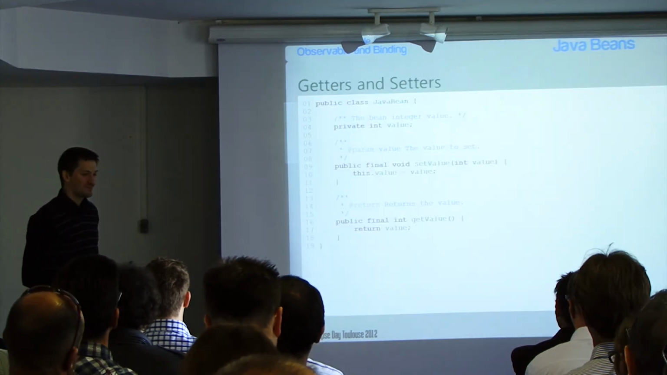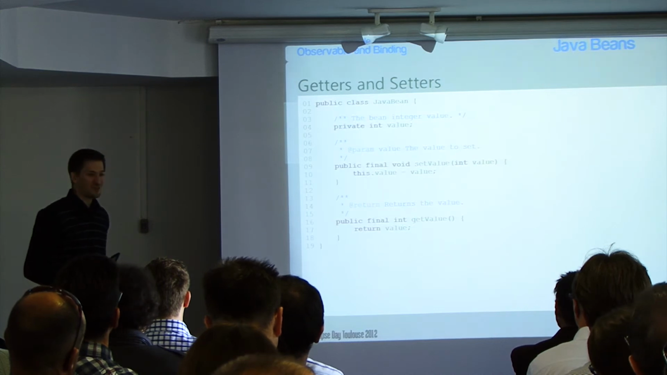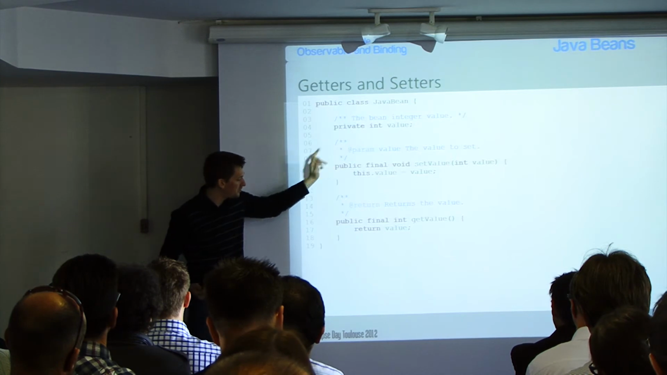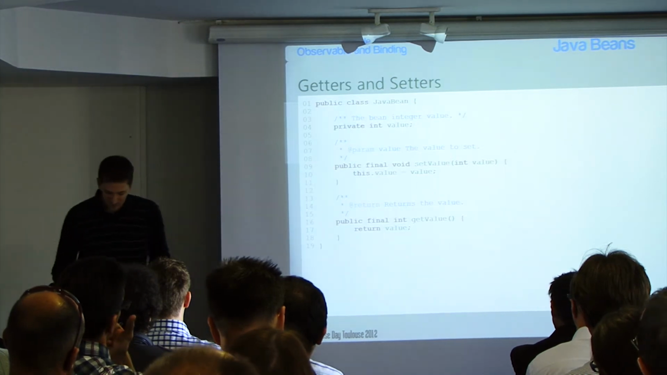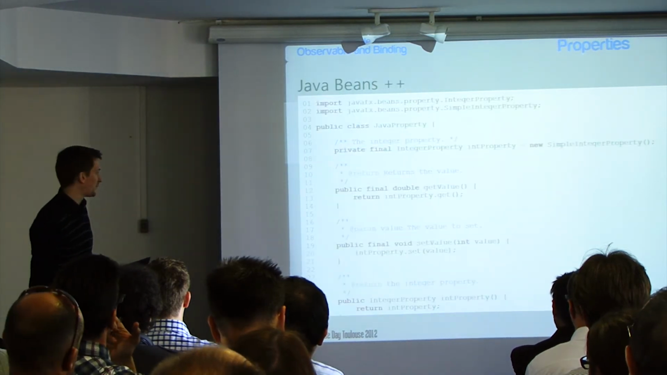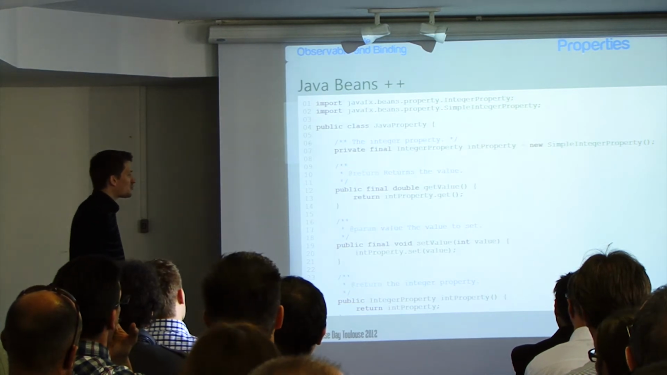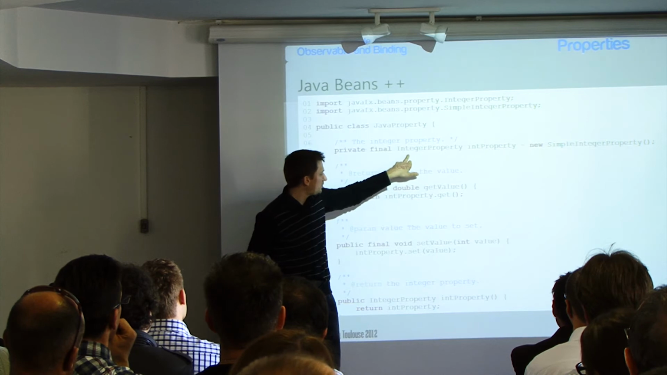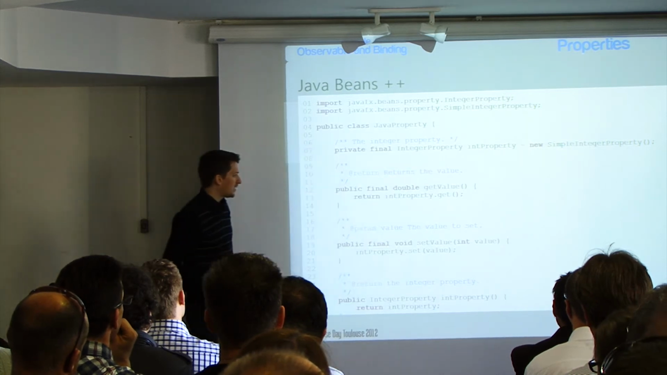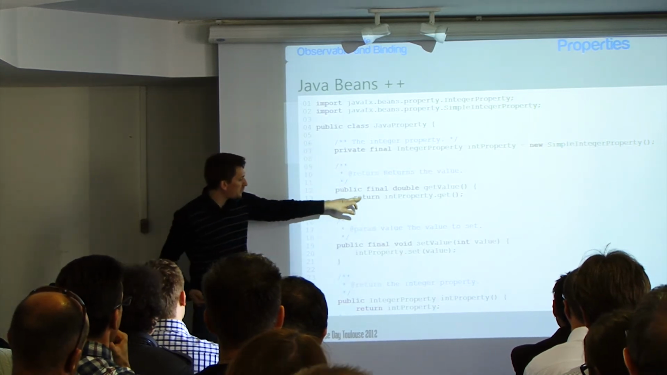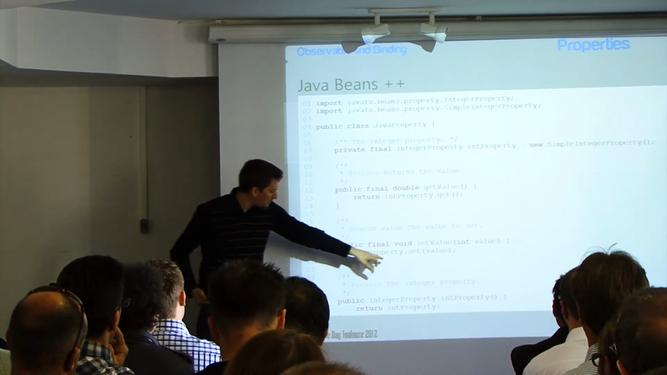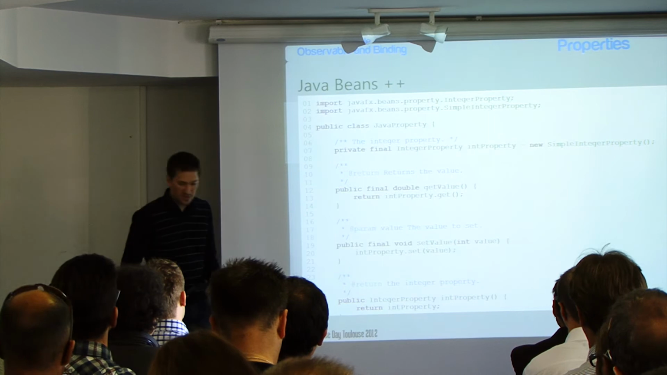Everybody knows how to write a Java bean with the declaration, getter and setter, but JavaFX provides a property. For a property, you must replace the int primitive by an IntegerProperty. You must remap the getter to a property, also the setter.